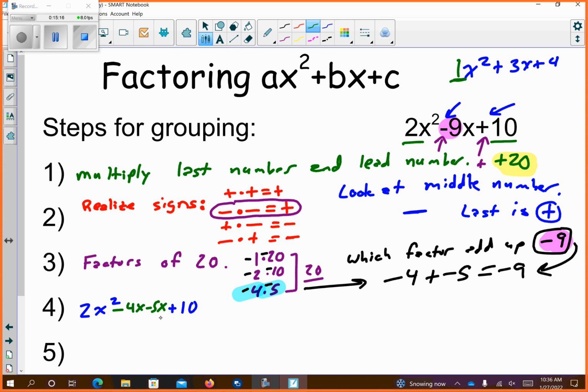Okay. So what I basically did is I went from 3 terms and I split apart my middle term by looking at the factors of the first and last number. Okay? So this is obviously not the only problem I'll do. I have 4 terms. What do I have in common between these 2 terms? What do I have in common?